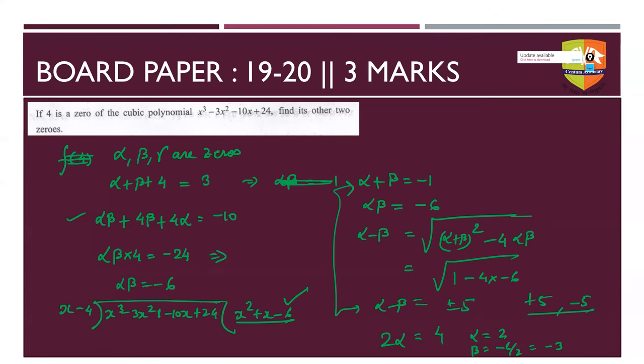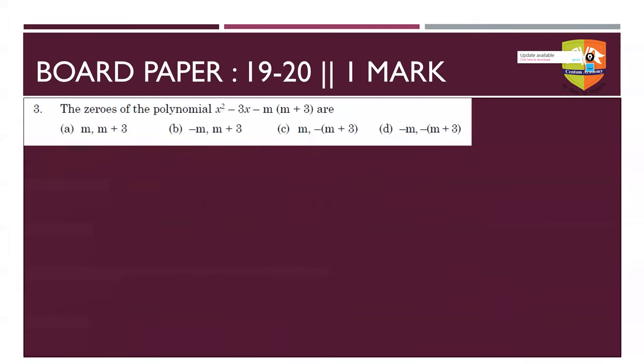Clear? Yes or no? Any difficulty? So there are two ways you can do it. One is through the division algorithm route, or through the sum and product of roots route. Next. Again, one marker. Zeros of the polynomial x square minus 3x minus m times n plus 3 are.